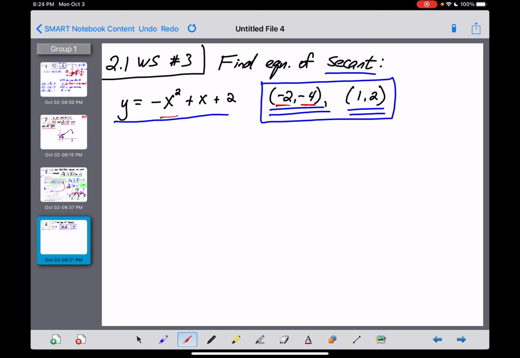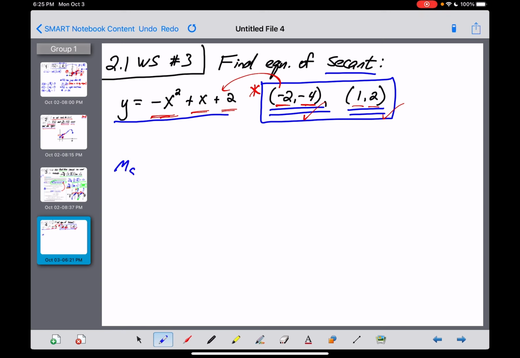-2 squared is 4, the opposite of which is -4, plus -2 is -6, -6 plus 2 is -4. So that one checks out. And when x is 1, you get -1 plus 1, which is 0, plus 2, which is 2. That one checks as well. I wouldn't think they would lie to you. These 2 points are both correct and being located on this curve. So here we go, guys.